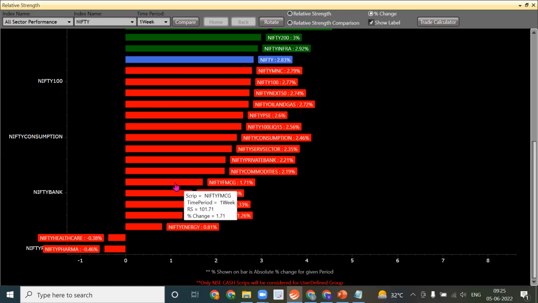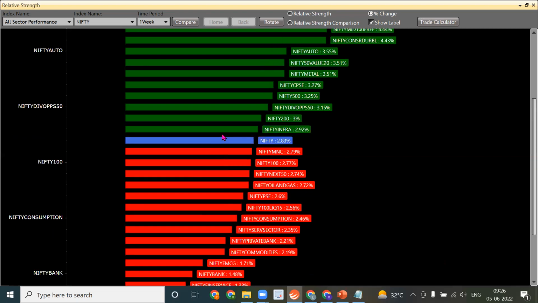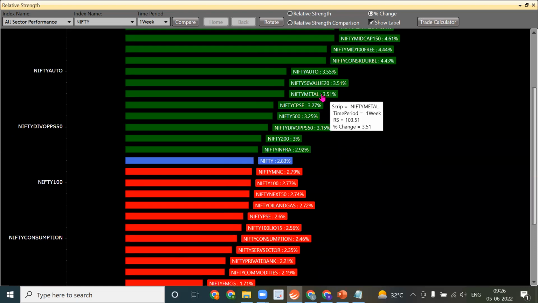The week before it was much better. So you can see there is a sector rotation happening on a continuous basis. Private banks were 2.21% up. PSU banks were much better performing this week. Infra was up by 2.9. Central PSEs were up by 3.27. Metals were up by 3.51.